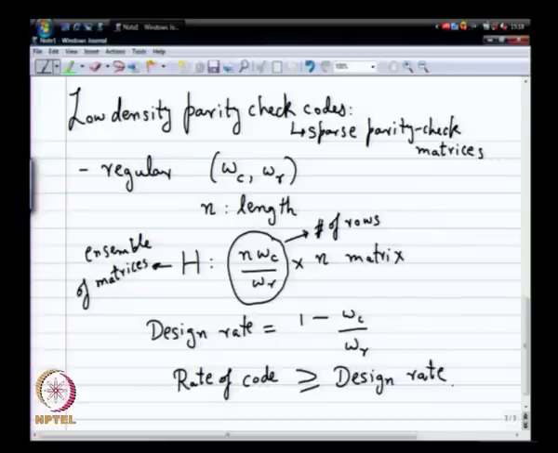How did this come about? The number of rows is of course n WC by WR, which means the rank is less than or equal to n WC by WR. Rank is n minus k, so k is greater than or equal to n minus n WC by WR. So, rate is greater than or equal to 1 minus WC by WR.